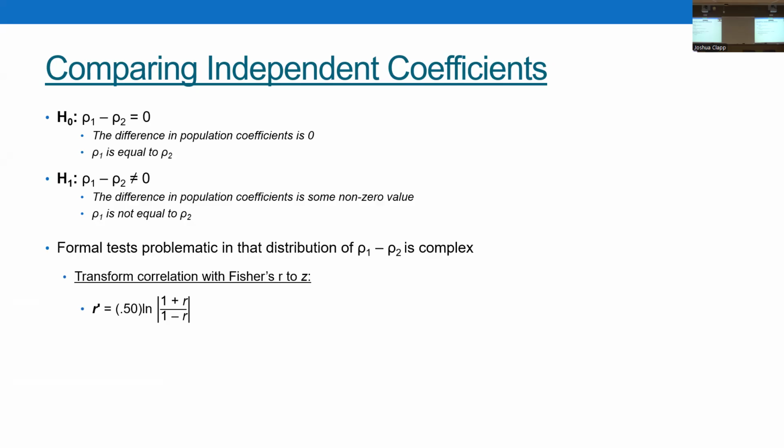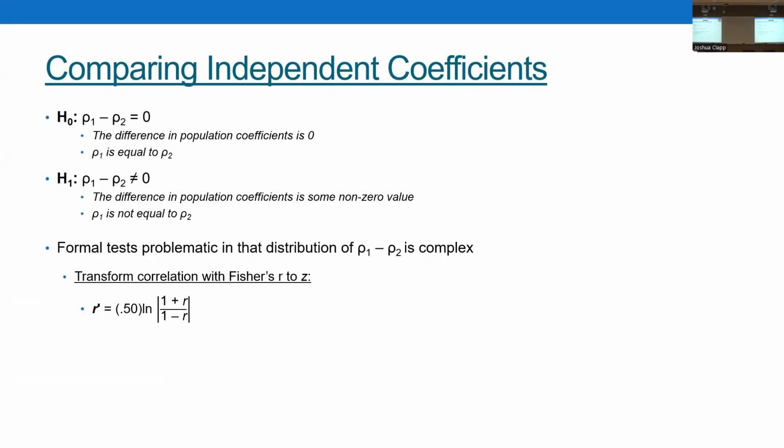Okay. So if I'm transforming correlations with Fisher's r to z, what I'm getting at the end of this is what we'll call r prime. Okay, and r prime is just 0.5 times the natural log of the absolute value of 1 plus your correlation over 1 minus your correlation. Okay.